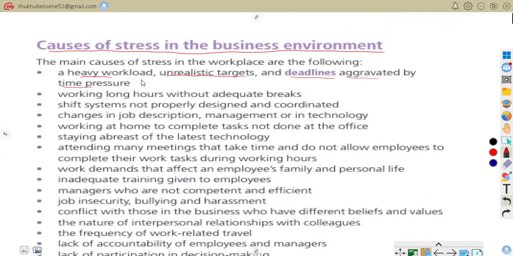We are talking about too much work and tight deadlines creating pressure. That's what we mean. For example, completing a week's work in one day creates pressure. That causes what? Stress. That is that.